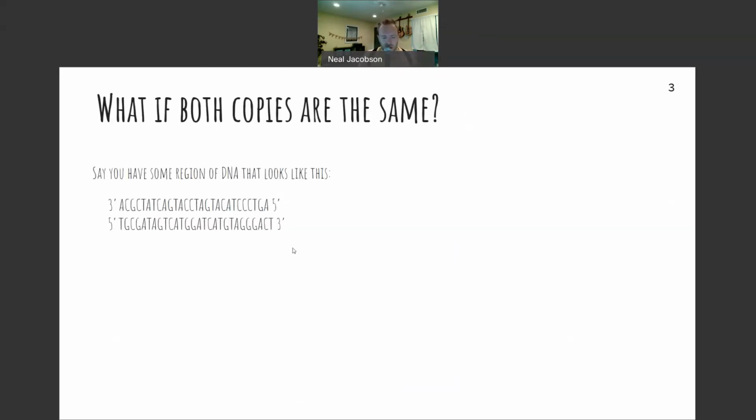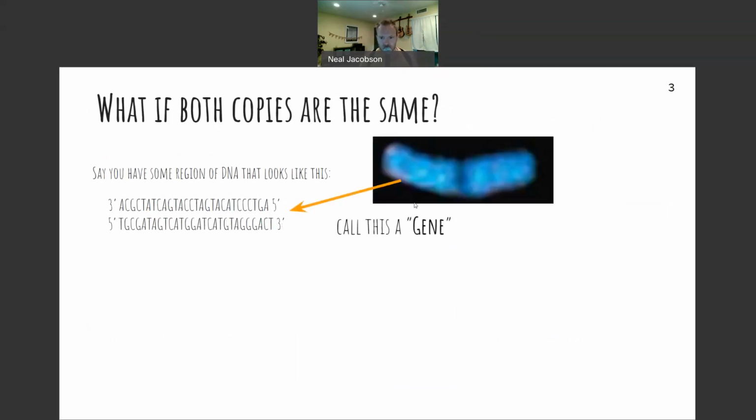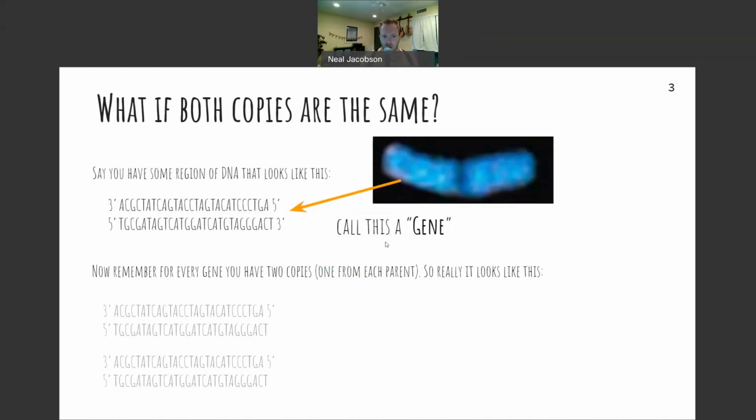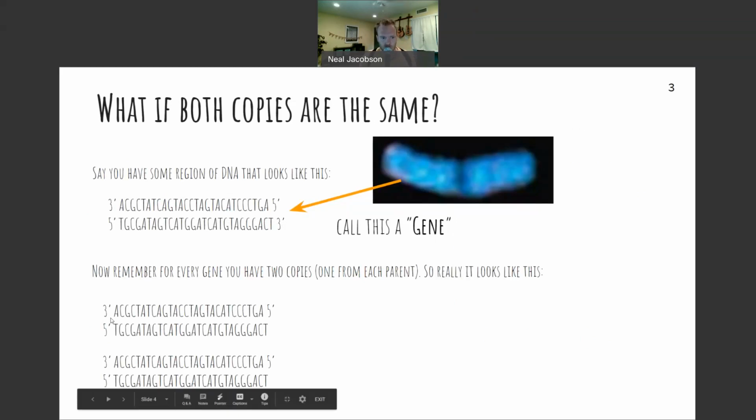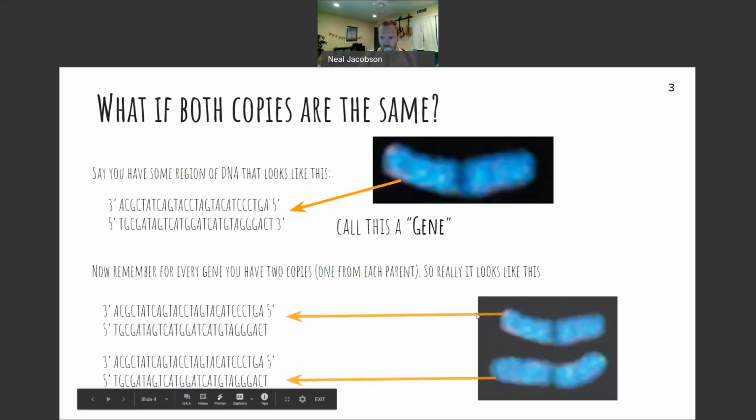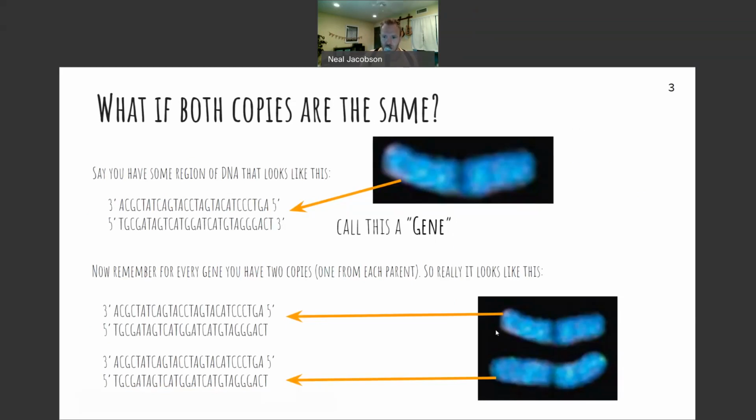All right, so let's say that we have some region of DNA that looks like this, right? So you've got the template strand on top, you've got your sense strand on the bottom, and maybe it's a gene. Okay, so it looks like that, and we'll call it a gene, sure. And it comes from that chromosome, right? Some order and sequence of nucleotides. Now remember, for every gene, you're going to have two copies, so you get one from each parent. So all I've done is duplicate this copy, and what this is showing me is that I got one of these copies of the gene from my paternally inherited chromosome, one from my maternally inherited chromosome, and they're identical.